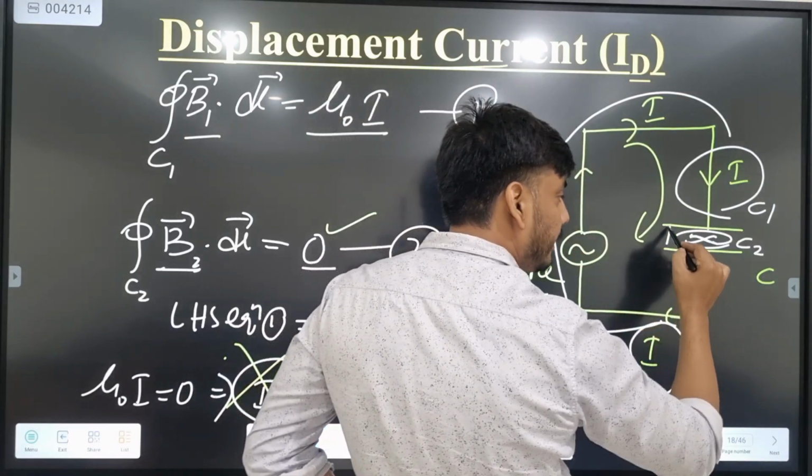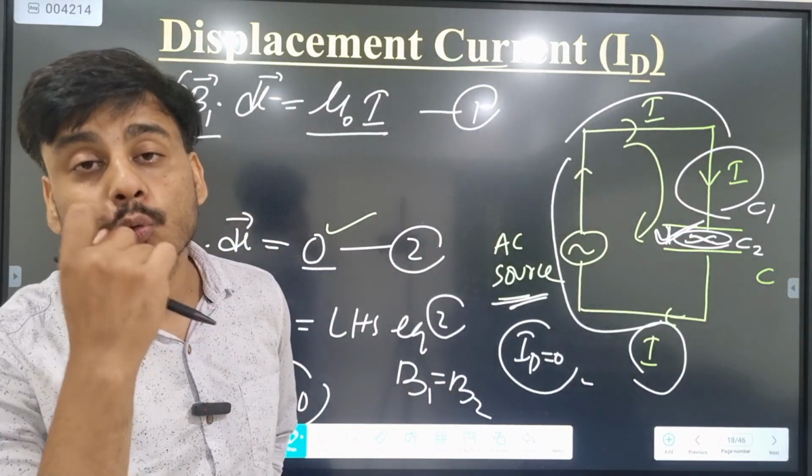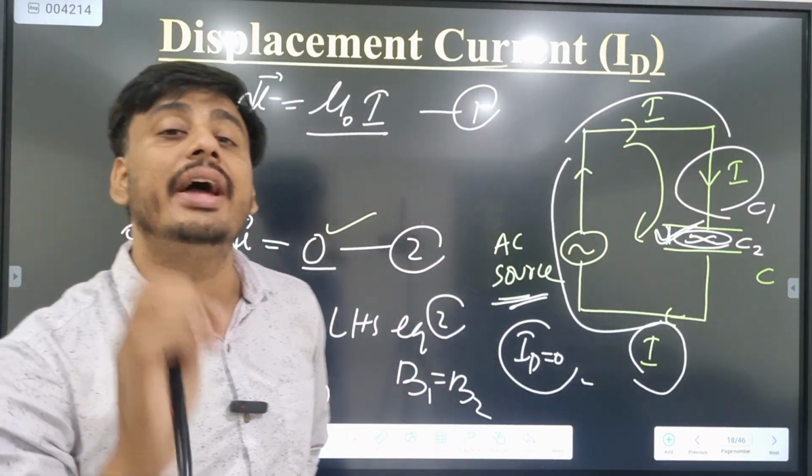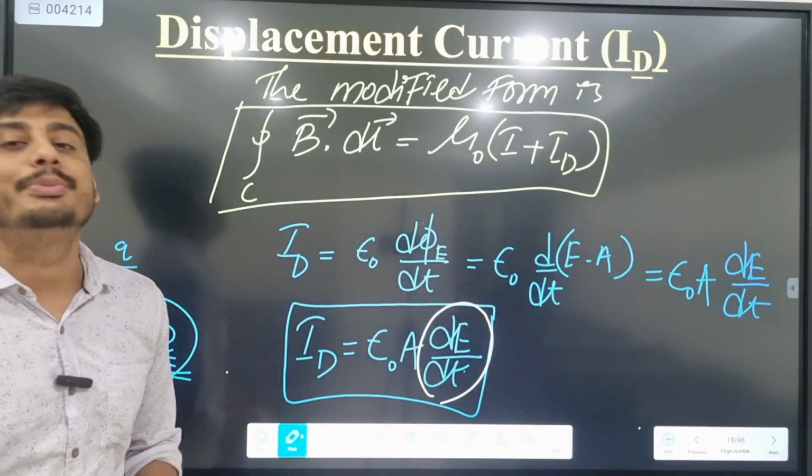But in between the plates, displacement current will exist. So displacement current exists only when the electric field varies with time. So this is the formula for displacement current.